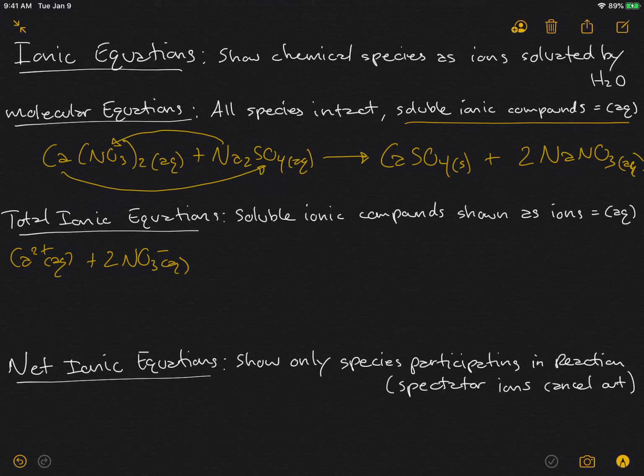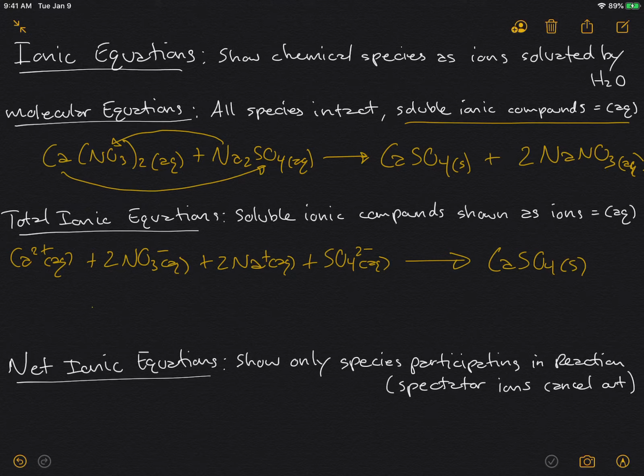So this is where things get a little bit more tricky for students. You need to realize that the 2 subscript around nitrate means we have 2 nitrate ions, plus 2 sodium ions, and a sulfate ion. And calcium sulfate we cannot break up into ions, so that remains a solid.